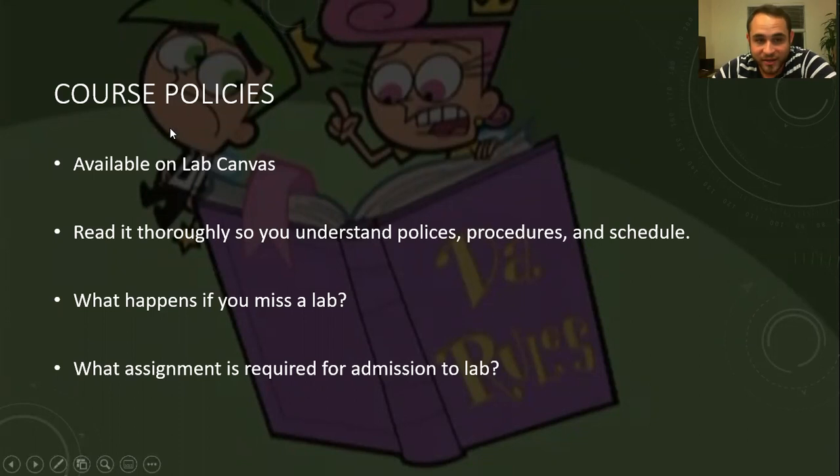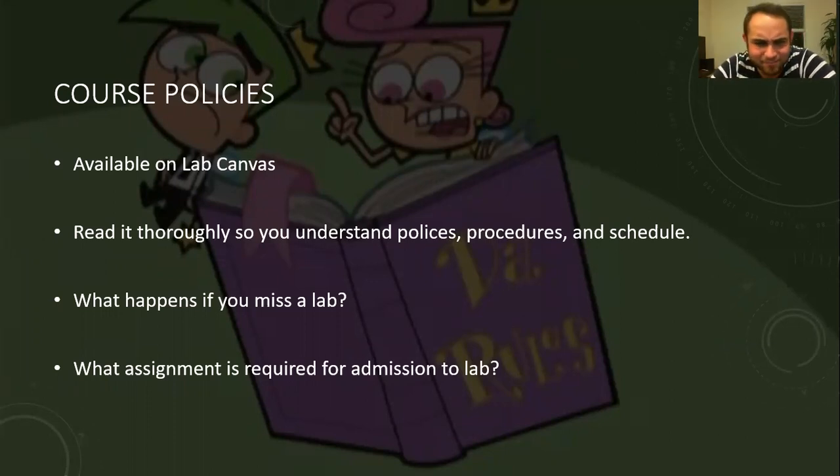On Canvas, you will find the course policies. Read them thoroughly. Please, I beg of you, if you don't understand something, if you don't understand the schedules, if you don't understand the procedures, let me know. You'll find the syllabus there. It will tell you everything. The syllabus is paired with the main class, so you're going to have everything there.